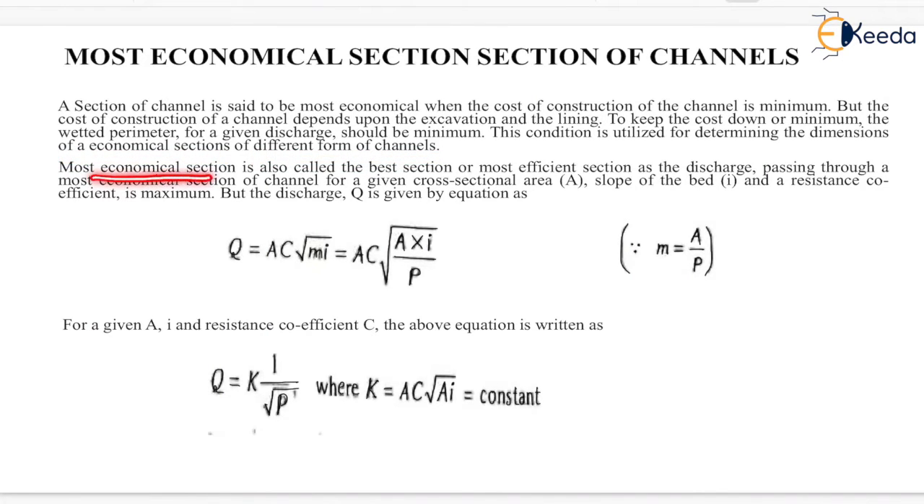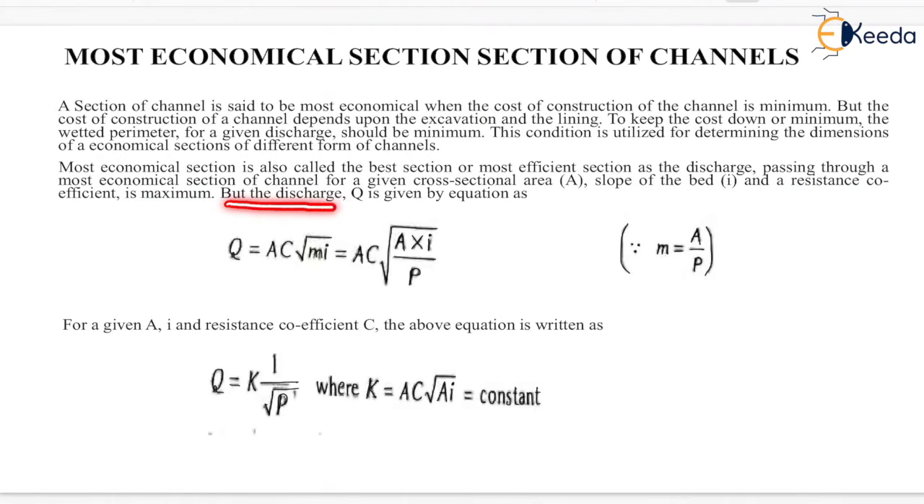Most economical section is also called the best section or most efficient section, as the discharge passing through a most economical section of channel for a given cross-sectional area, that is A, slope of bed i, and a resistance coefficient C is maximum.